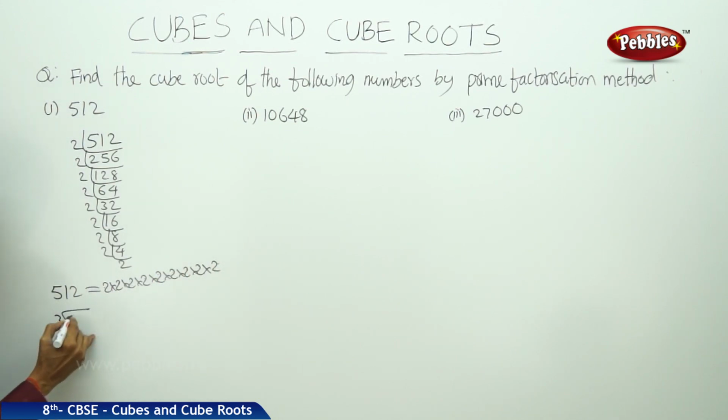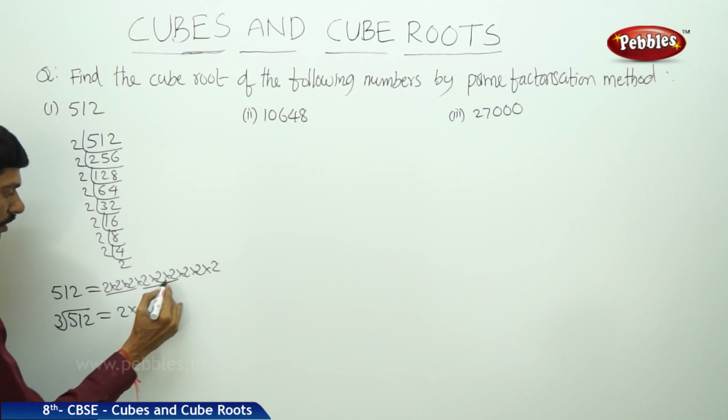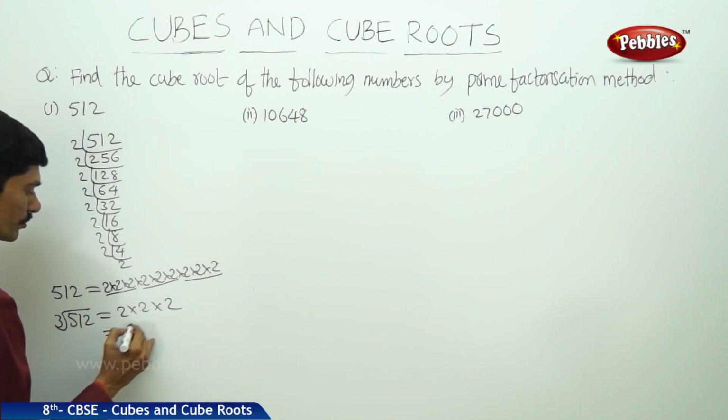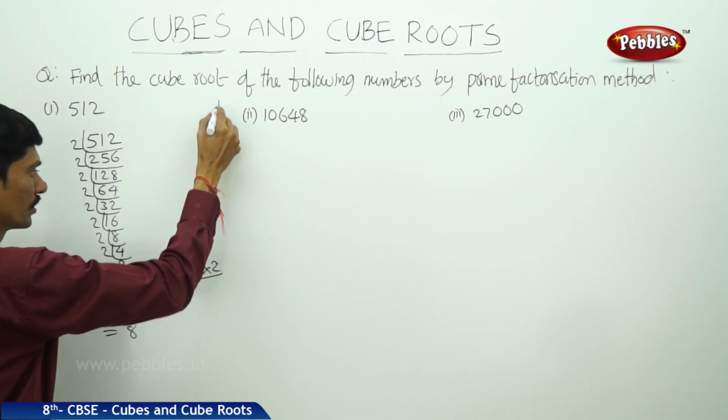Now the cube root of 512 equals, for these 3 2s we can take one 2, for these 3 2s we can take one 2, and again for these 3 2s, 2. So 2 2s are 4, 4 2s are 8. So 8 is the cube root of 512.